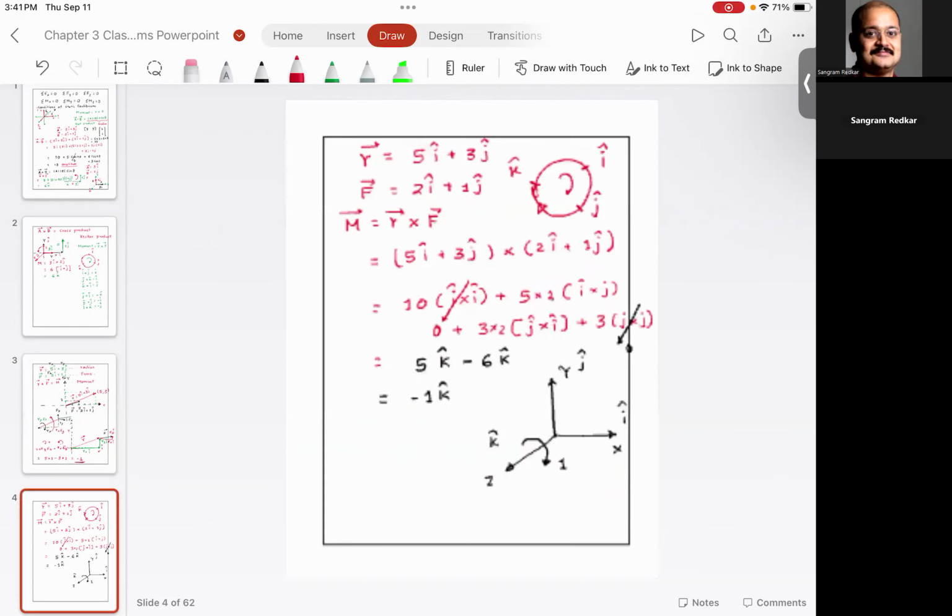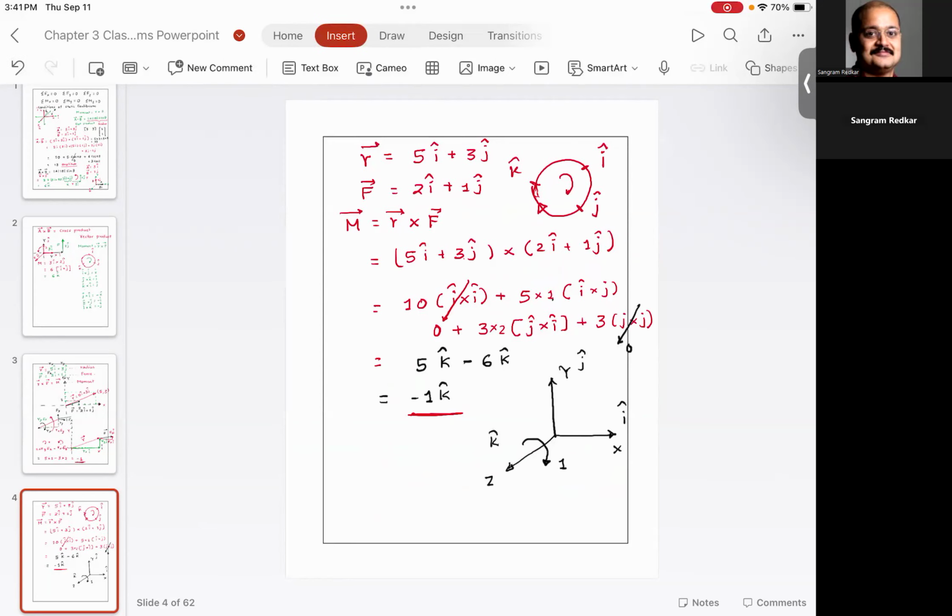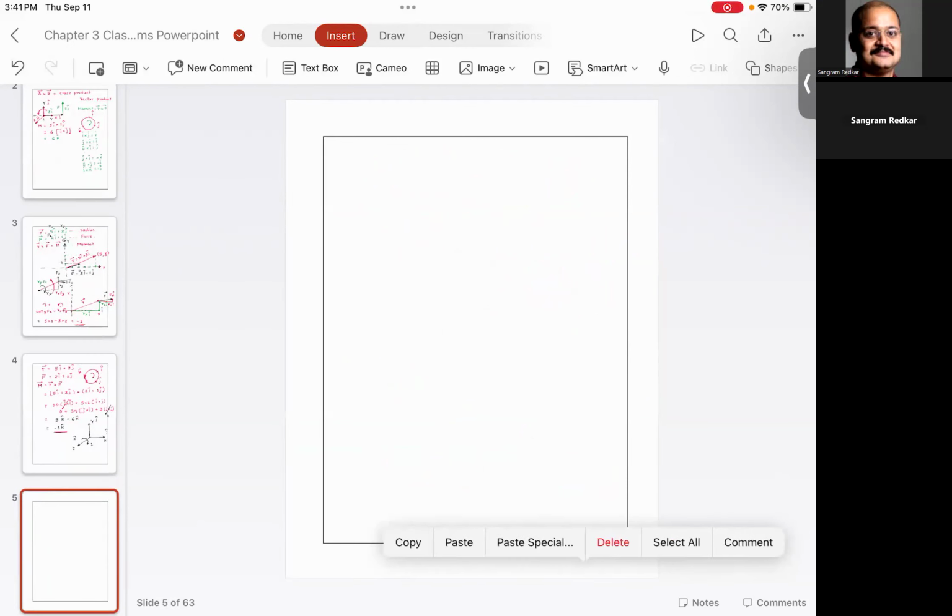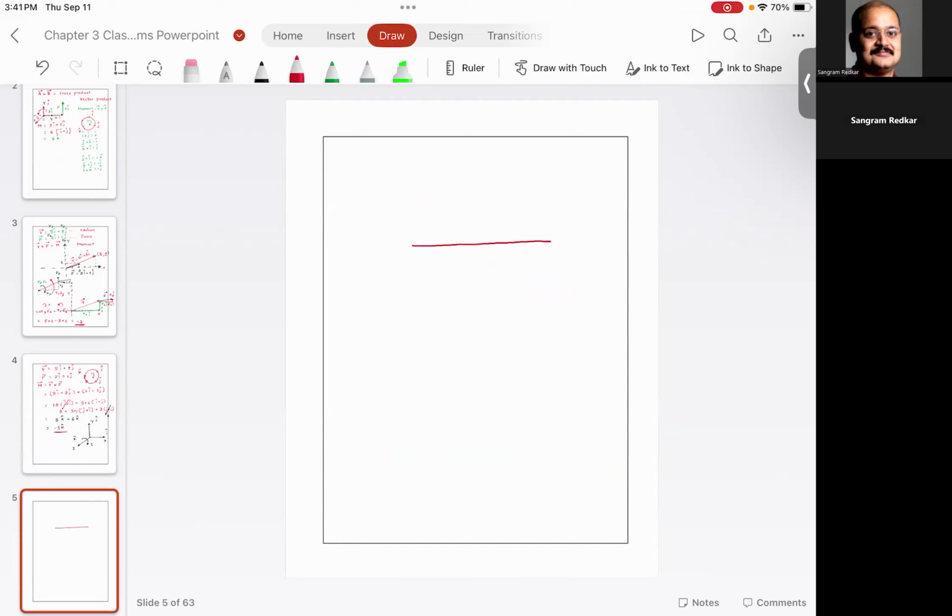Whenever you solve by both these methods, you are going to get the exact same answer. Let me take one more example. Imagine that you have a beam, something like this, and on this beam you have a force which is at 30 degrees. And this distance is 5 meters.